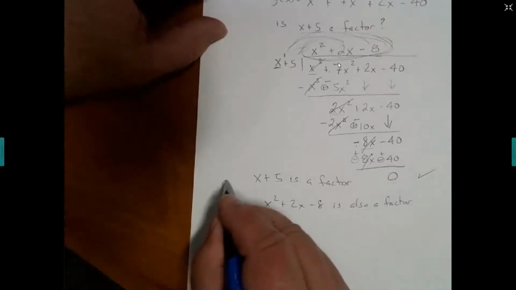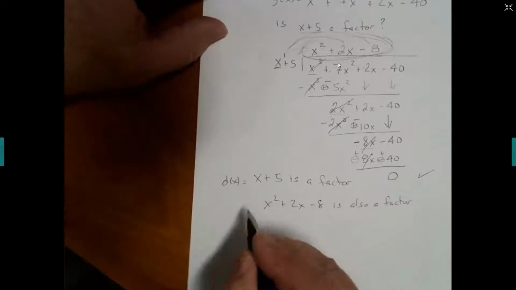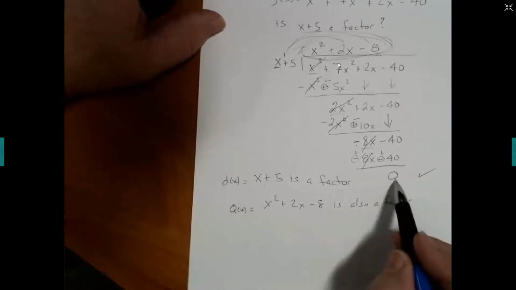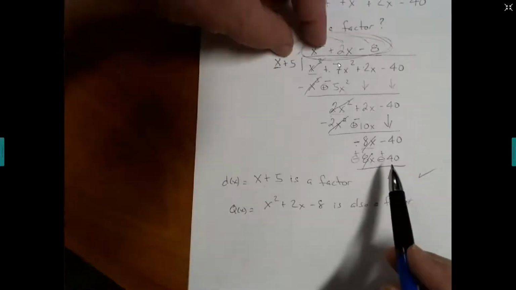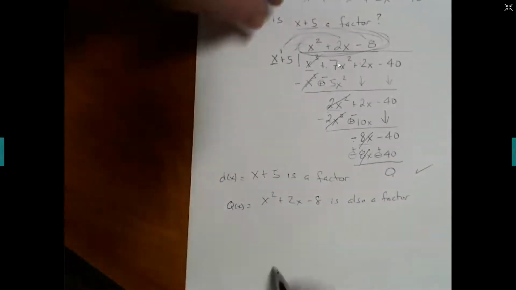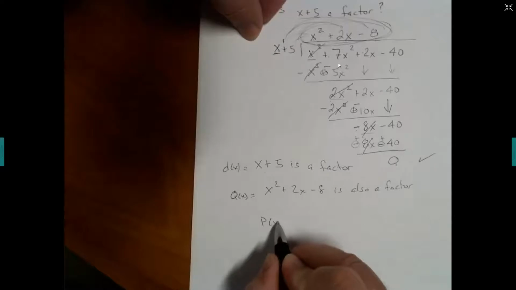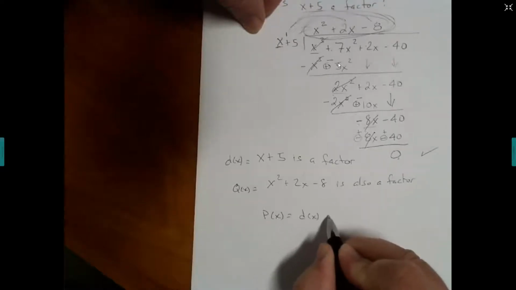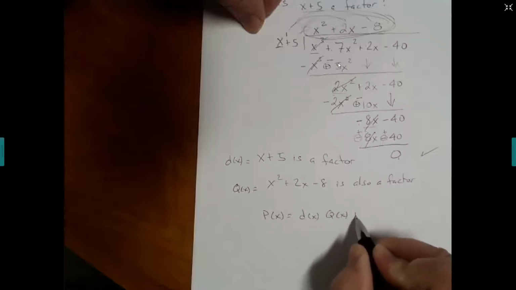Remember, this is the little d of x. This is your q of x. Since the remainder is 0, both of these have to be factors of this big long one. So our answer would look like this, if you're asked to put it in this format.